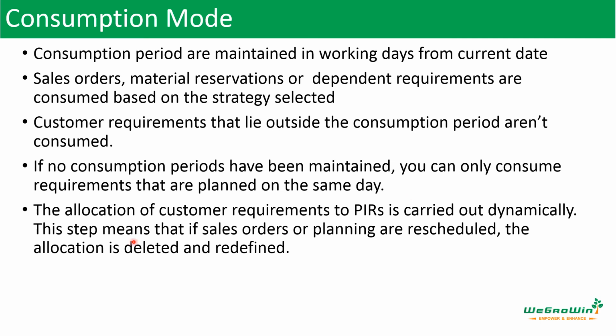And then the allocation of customer requirements to PIRs, meaning the demand we enter there, is carried out dynamically. Dynamically means if there is a change in the sales order date, the system will allocate the plan accordingly. If there is cancellation of an order, it will allocate accordingly. So you can see the actual situation of what is happening there. If any sales order is rescheduled, the allocation is also deleted and redefined.